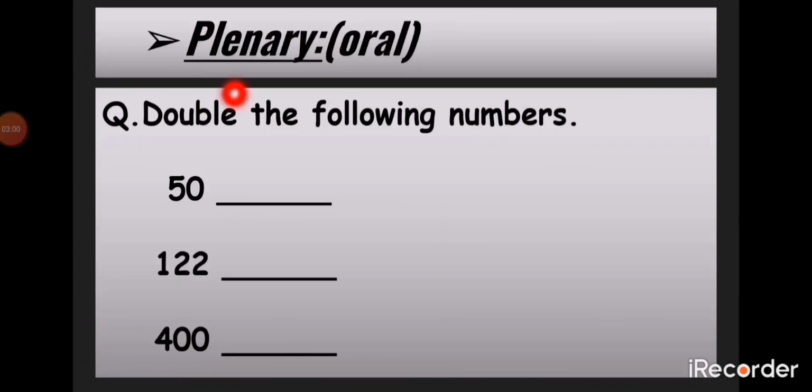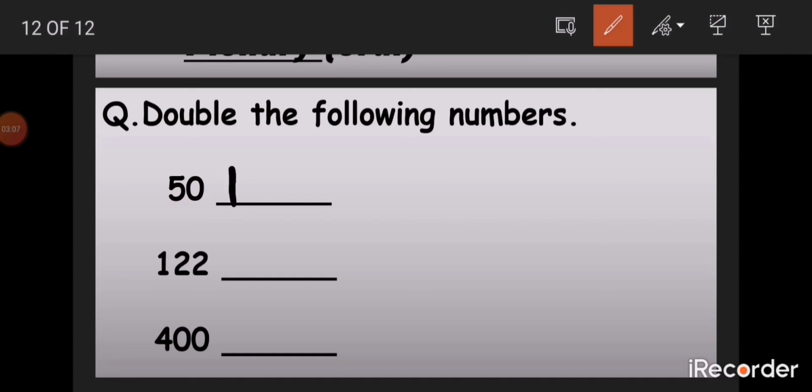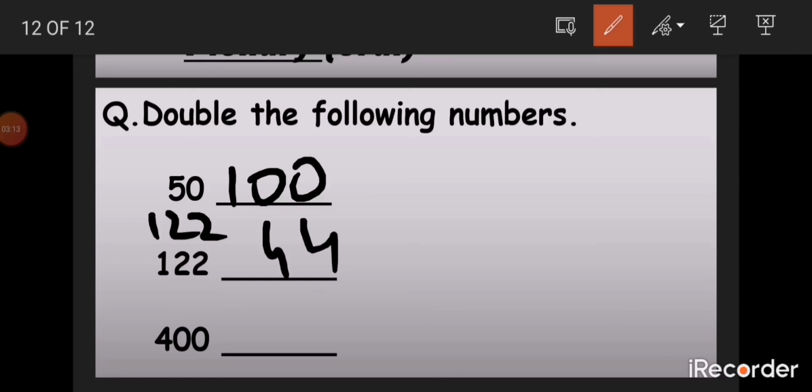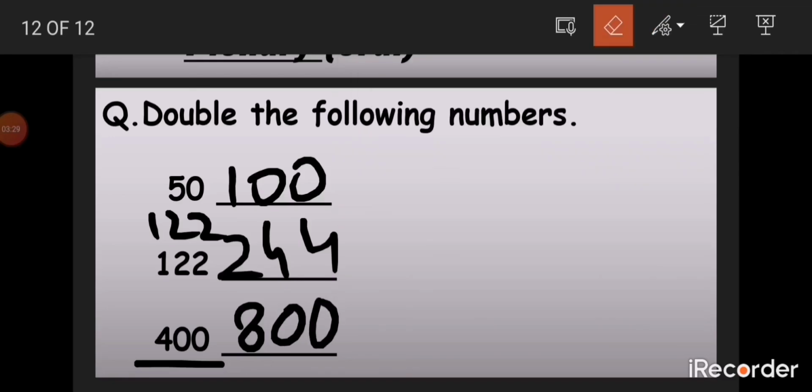Now we are moving towards a plenary. Double the following numbers. Double of 50. 5 tens and 5 tens. The answer is very simple. 10 tens, that is 100. So double of 122. Add 122 to itself. 2 plus 2, 4. 2 plus 2, 4 and 1 and 1, 2. So double of 122 is 244. Now double of 400. 400, add 4 more hundreds. 500, 600, 700, 800. So double of 400 is 800.